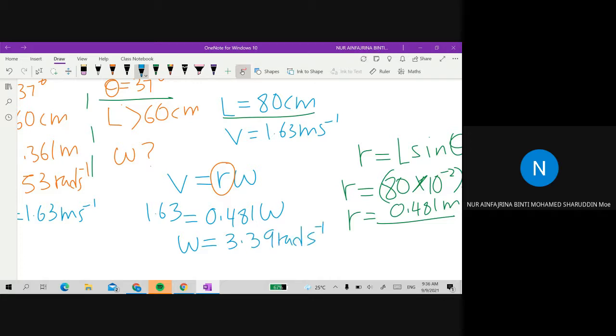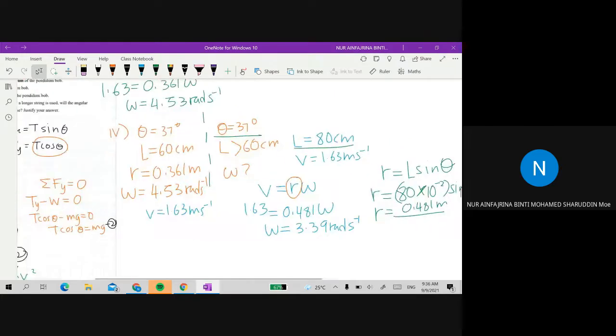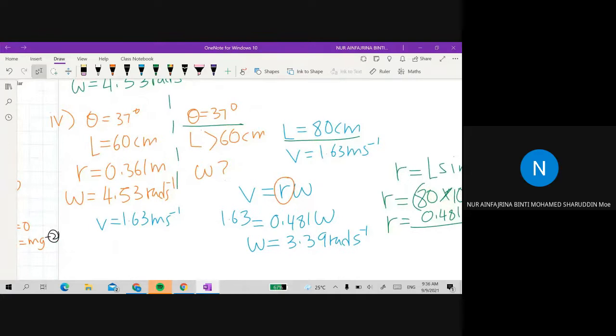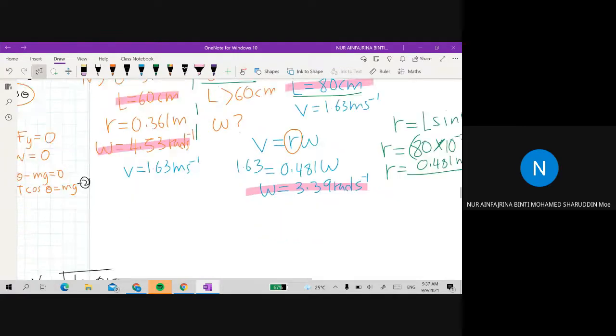Now let's compare. Look at it. When your length is increasing, what happened to your angular velocity? First we have 60 centimeter, then you have 80 centimeter. What happened to your angular velocity? Increase or decrease? Decrease. Okay, it is decreasing.